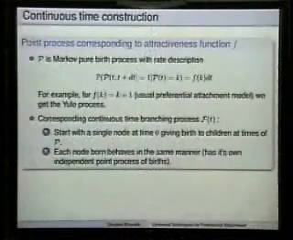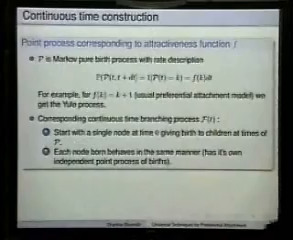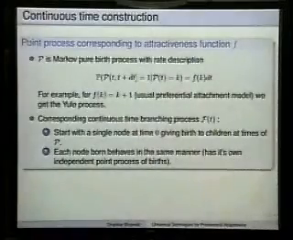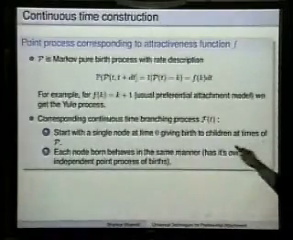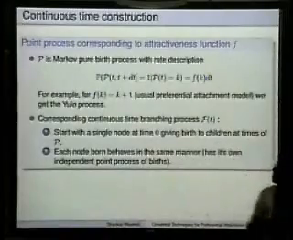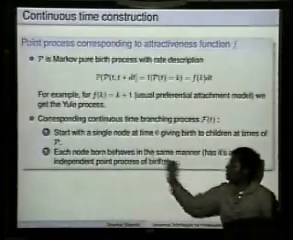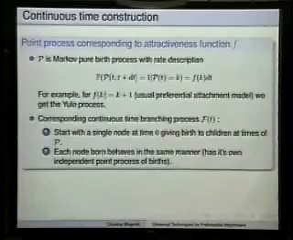Now you're given an attractiveness function, then you construct this point process of reproducing children, and after this you can construct a continuous time branching process. So how is this constructed? You start with a single node at time 0, and it gives birth to children at the times of this point process, and each node which is born has its own independent copy of this point process.